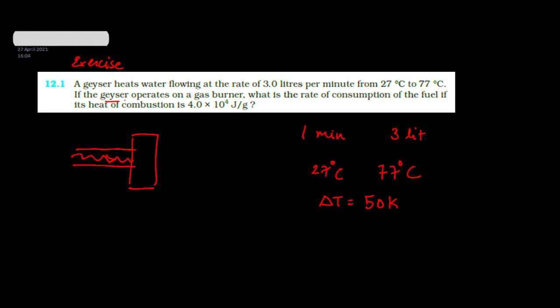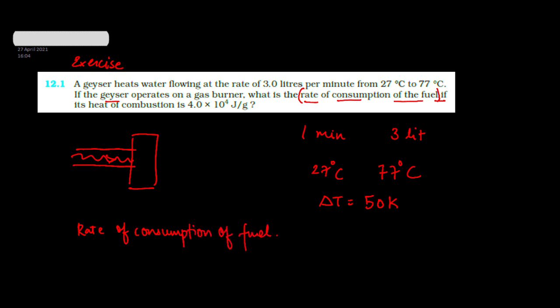If the geyser operates on a gas burner, I don't know whether you have noticed, but there are different kinds of geysers. Some work on gas and some others work on electricity. So this is a gas geyser, it works by burning gas. So what is the rate of consumption of fuel? What is the meaning of rate of consumption? Rate means how quickly, or per unit time. So we have to find the rate of consumption of fuel.